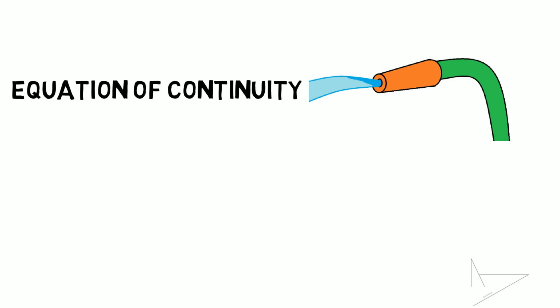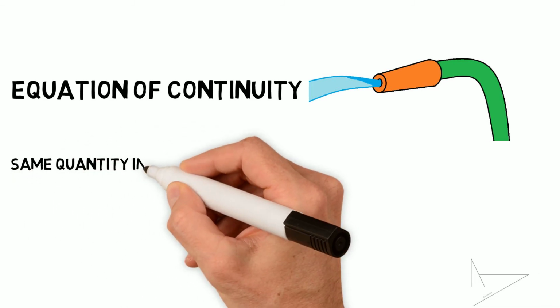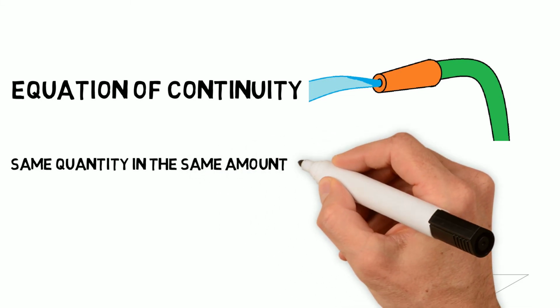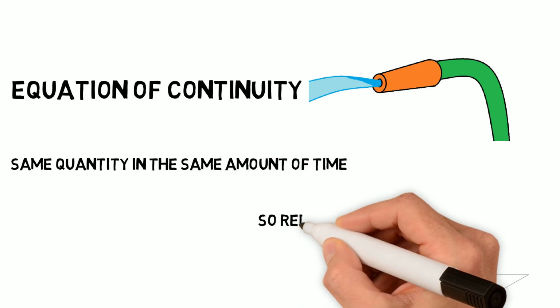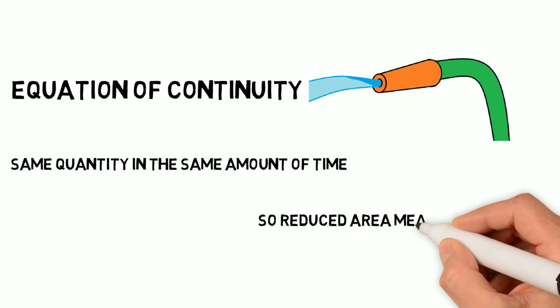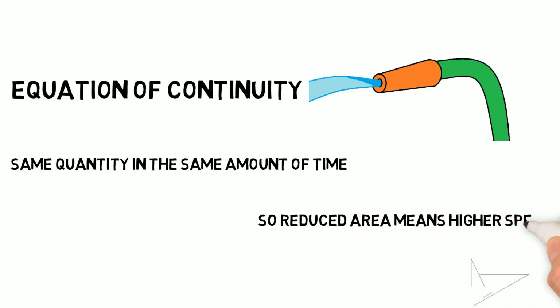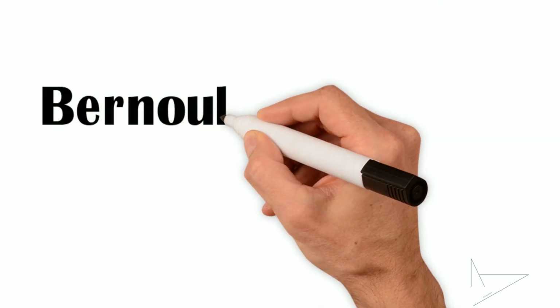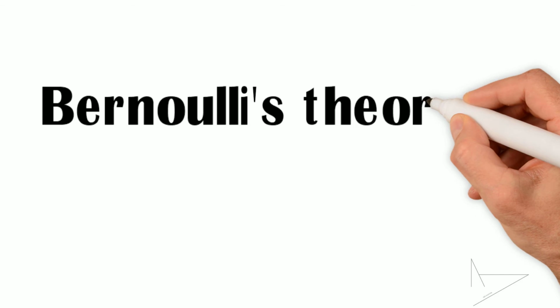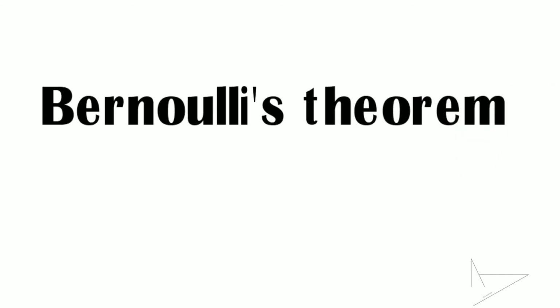The reason for this is that the same quantity, in this case of water, has to come out in the same amount of time. If we reduce the area of the opening, the speed of the water has to increase to achieve this and respect this principle. The same would happen if we swap the water with any fluid, including air in this case. Bernoulli's theorem can be trickier to understand, so this is all I'm going to say. When a fluid flows at a higher speed, its pressure diminishes.